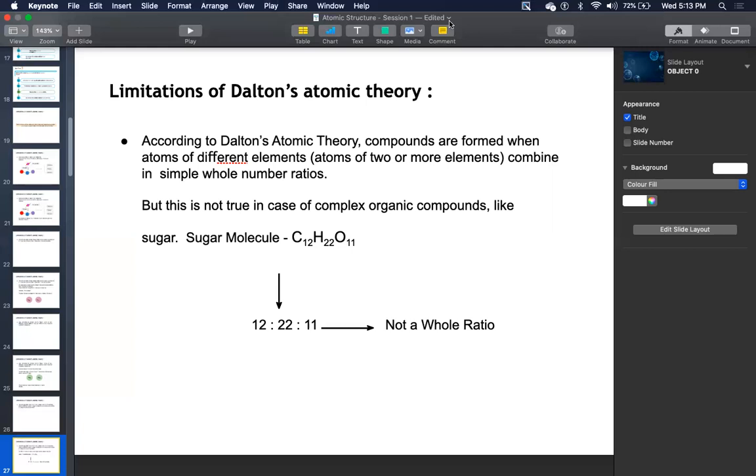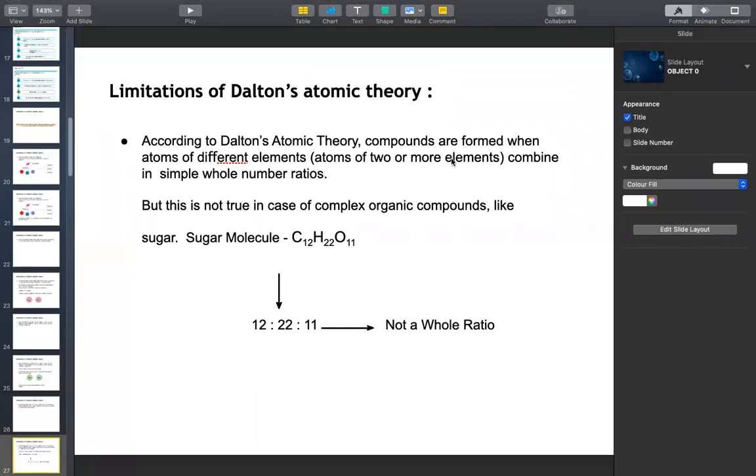And atoms cannot be created nor be destroyed is also right. Is it clear? Atoms cannot be created nor be destroyed. That can also be telling you the law of conservation of mass. Got it? This holds in a chemical reaction, not in a nuclear reaction. I am talking about chemical reaction. Got it?